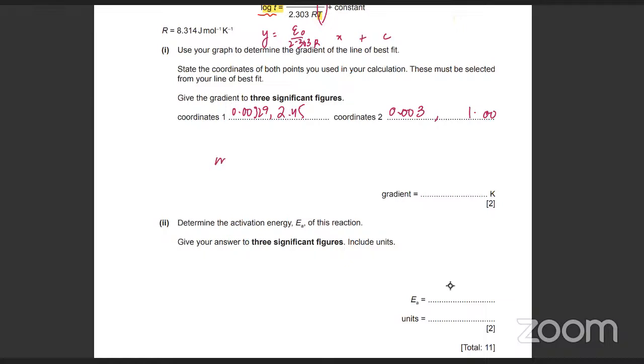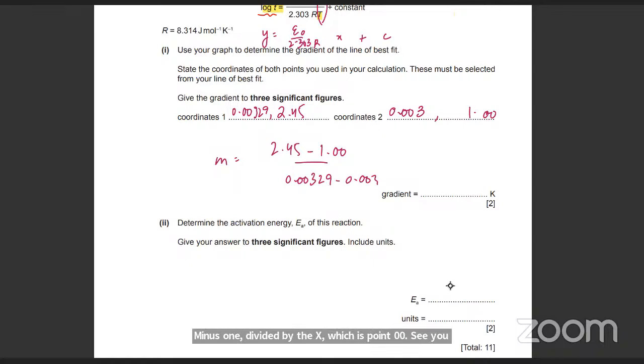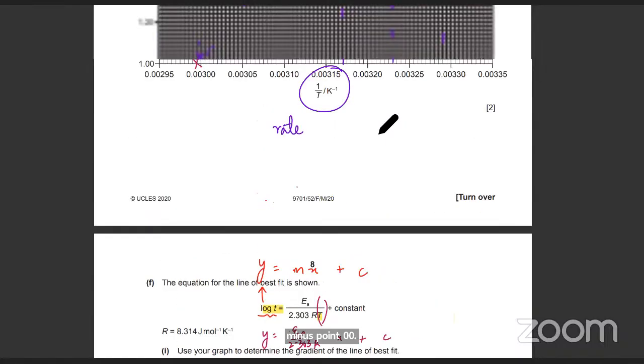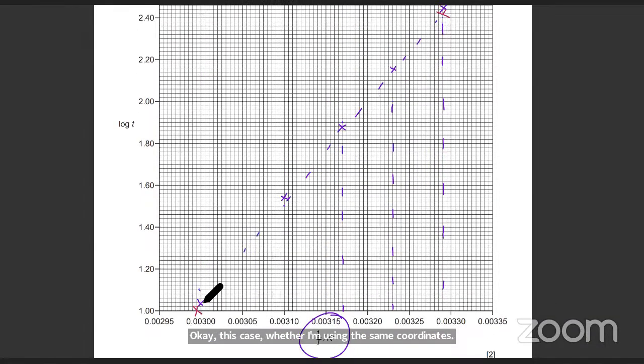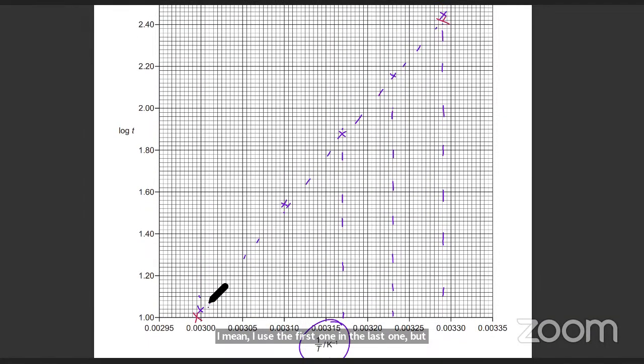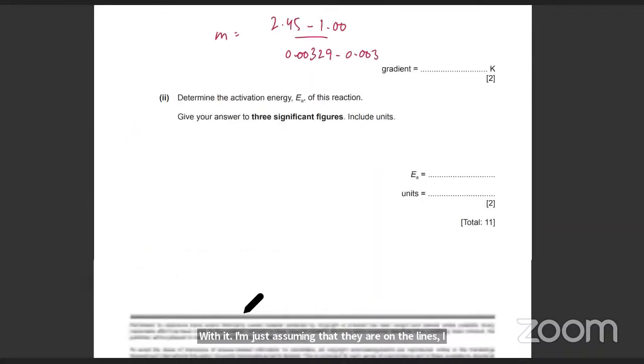And then you calculate the gradient. How do you calculate gradient? You subtract the y, 2.45 minus 1, divided by the x, which is 0.00329 minus 0.003. Okay, in this case, I'm using the first one and the last one. But remember, it depends on your line. If the coordinates are right on the line, then you can use them. If they're not on the line, you have to use coordinates on the line. So I'm just assuming that they are on the line. So what do we get? What's the gradient?